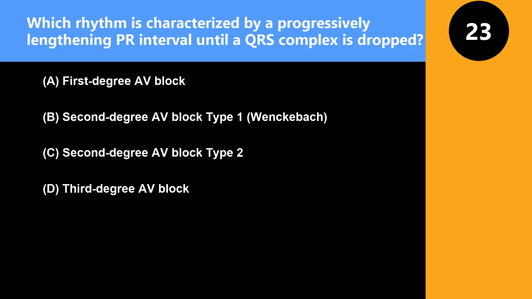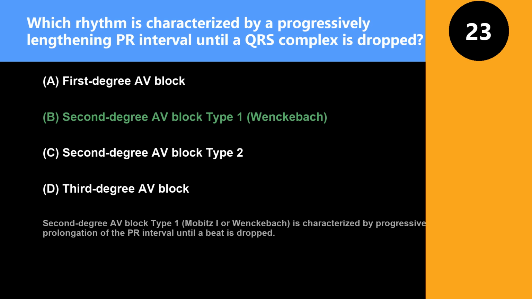Question 23. Which rhythm is characterized by a progressively lengthening PR interval until a QRS complex is dropped? Option A, first degree AV block. Option B, second degree AV block type 1, Wenckebach. Option C, second degree AV block type 2. Option D, third degree AV block.